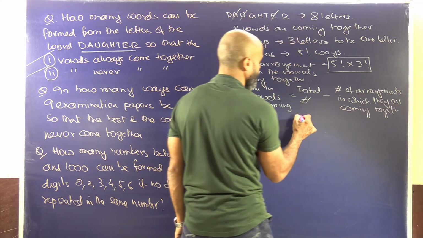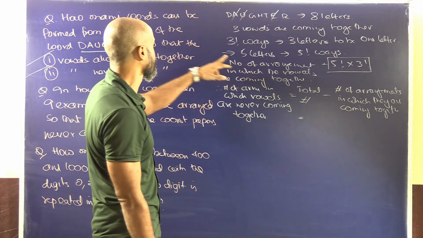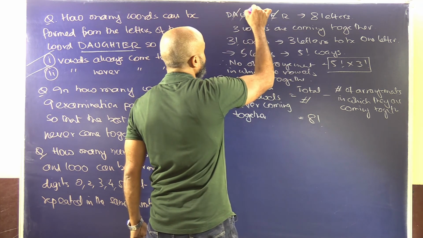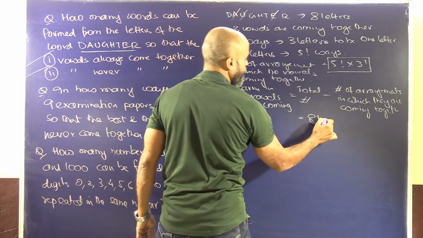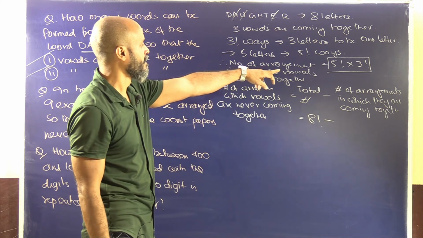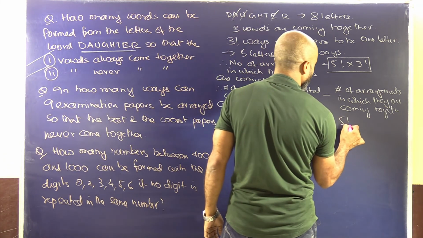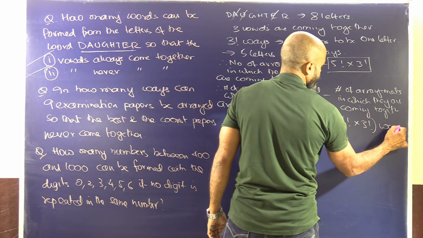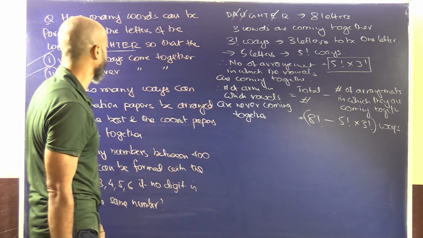So the total number is how much we have here, 1 2 3 4 5 6 7 8. This can be done in factorial 8 ways, and the number in which they are coming together is factorial 5 into factorial 3 ways. So this will be the arrangement.